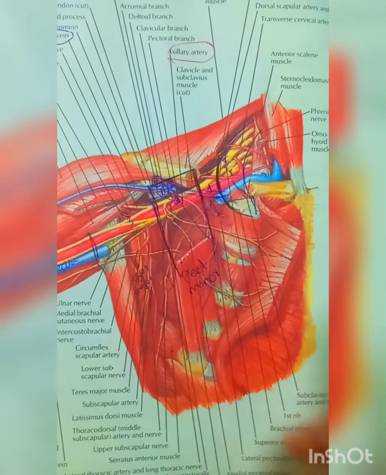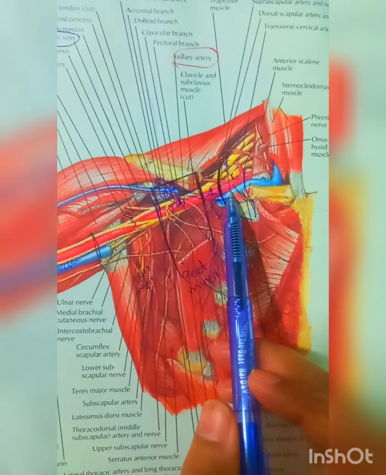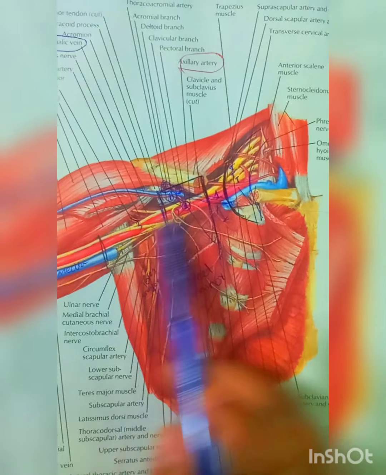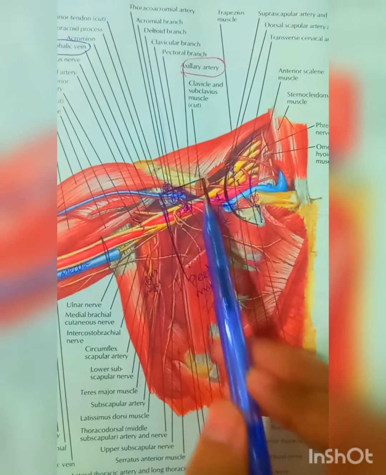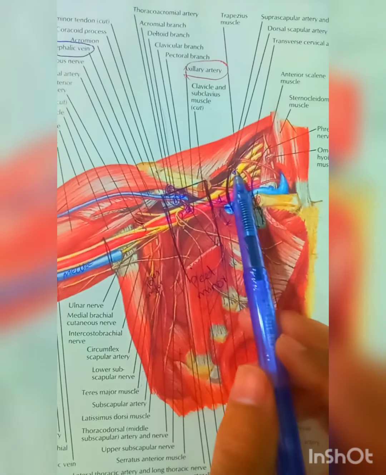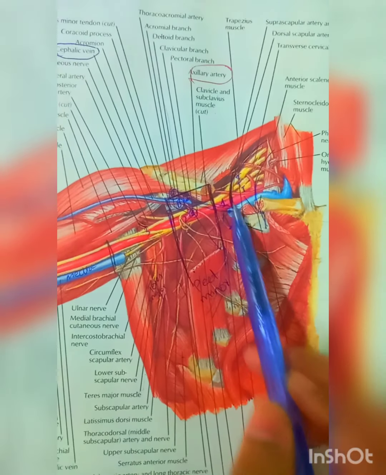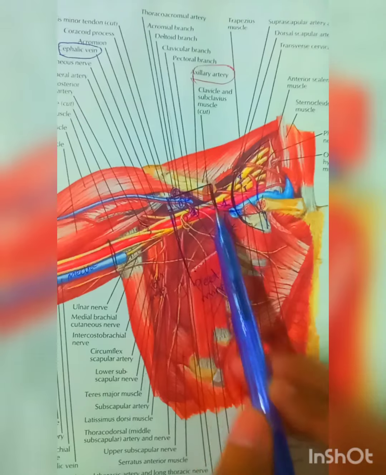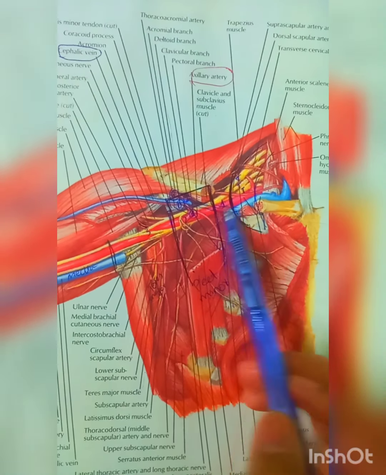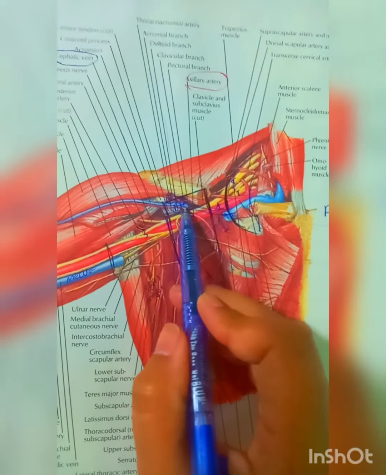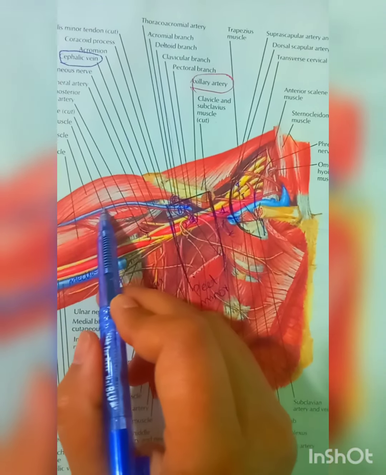Now guys, it is very important to remember the relation of the axillary artery to the other structures. So first, start with the first part of the axillary artery, which starts from the lateral border of the first rib and ends at the upper border of the pectoralis minor muscle. First of all, the anterior relation. Anteriorly, this is the cephalic vein.